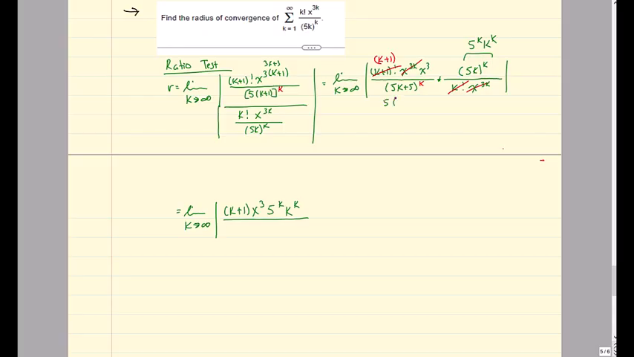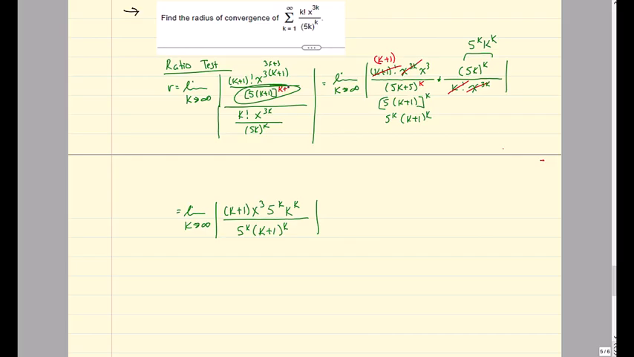And then this piece right here can be written as 5 times the quantity k plus 1 to the k, which was over here. So I can rewrite that as 5 to the k times k plus 1 to the k. So again, my hope is some things cancel here. And I think we also have a k plus 1 here in the denominator.